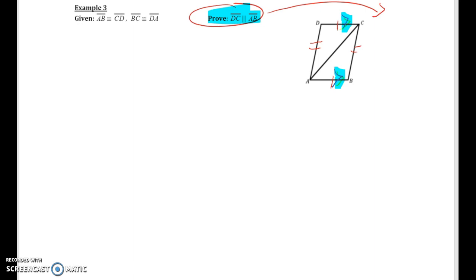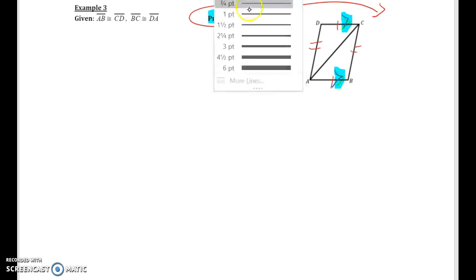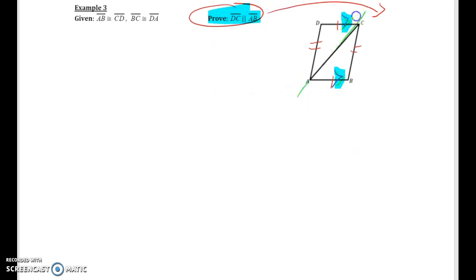So we have a transversal, and we have the lines we want to show parallel. And so we want to demonstrate that these angles, which I'll call 1 and 2, are congruent. Angle 1 congruent to angle 2. These are alternate interiors. And if I can show that they are the same, then I will know that the lines are parallel.